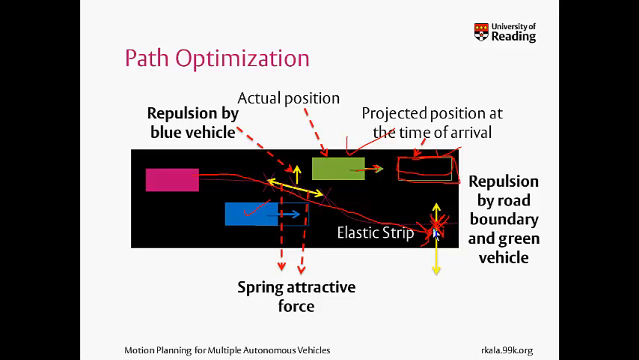So this point is not under repulsion by this vehicle, it is under repulsion by this vehicle. And similarly, this point is under repulsion by this vehicle, which is what we expect the position would be when the vehicle reaches this point. So in the previous slide, I informally said that all the vehicles repel. The vehicles do not repel. The prospective new positions of the vehicles, they repel.